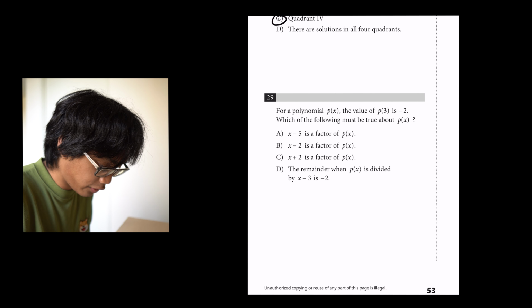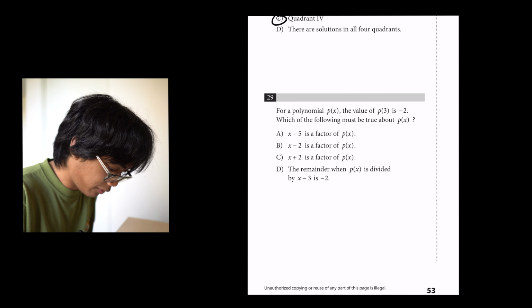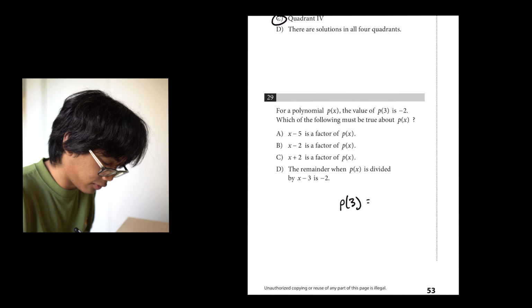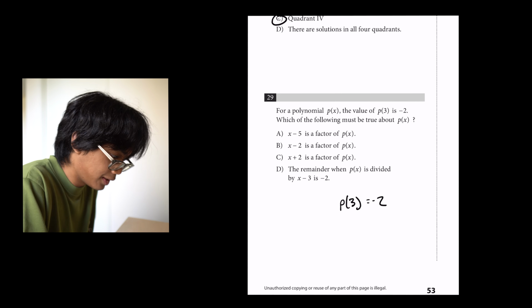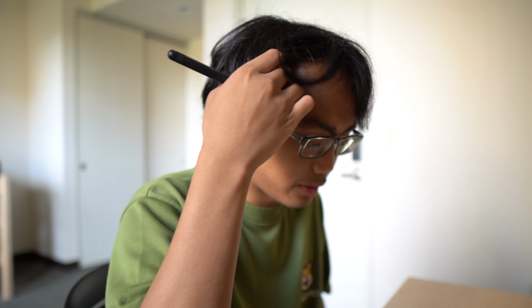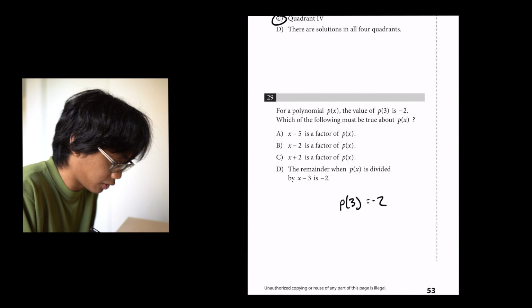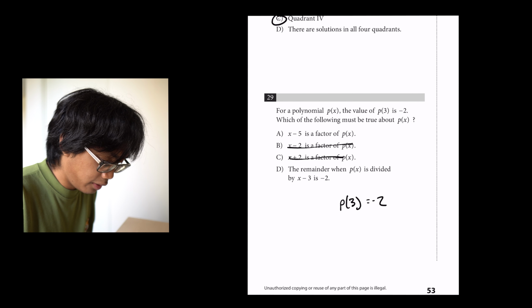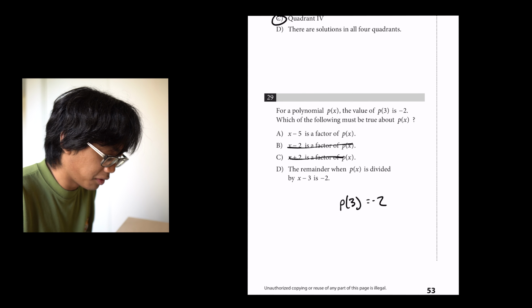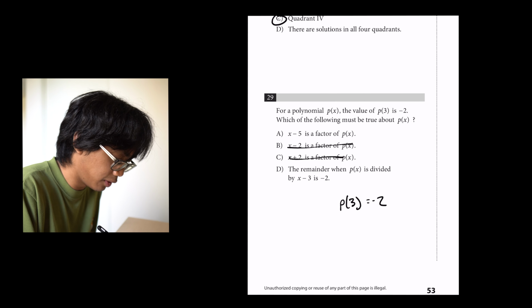All right, 29. For a polynomial p(x), the value of p(3) is negative 2. Which of the following must be true about p(x)? I'm going to be honest, I kind of forget how to do this, or rather I never really learned, but I'll walk you through my thought process. If p(3) is negative 2, that means B and C cannot be true, because to be a factor of p(x) means that you're going to get 0 when you plug those in. So it can't be these two. And p(3) doesn't really tell us anything about 5 as a factor, so I don't think it's that one either. Process of elimination says it's got to be D.